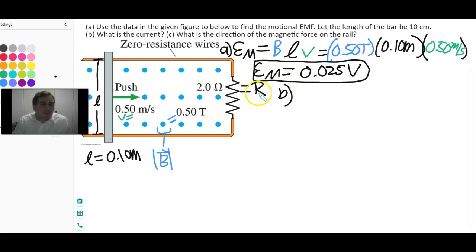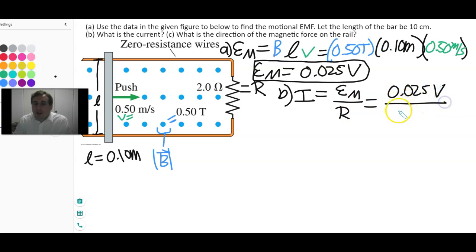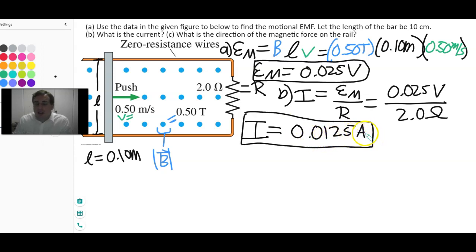Let's look at part B. What is the current? Well, if we have the motional EMF and we're looking for the current, we can take the motional EMF and divide by the resistance, because we can just use Ohm's law. So that's 0.025 volts divided by the resistance of 2.0 ohms. We're just dividing by 2, so we're taking half. So that's 0.0125 amperes. Notice that would be 12.5 milliamperes. This is a somewhat typical value.